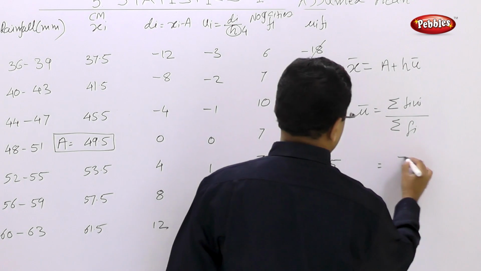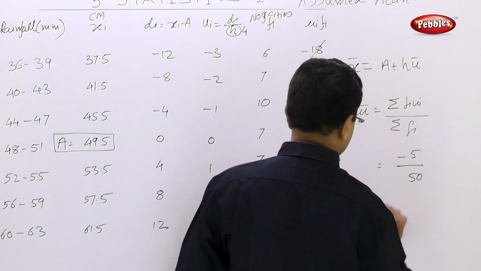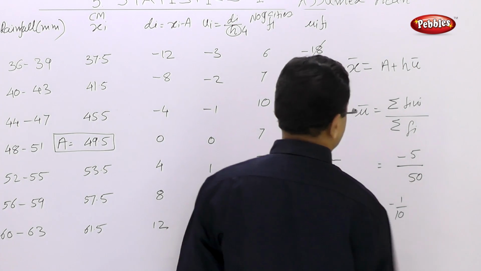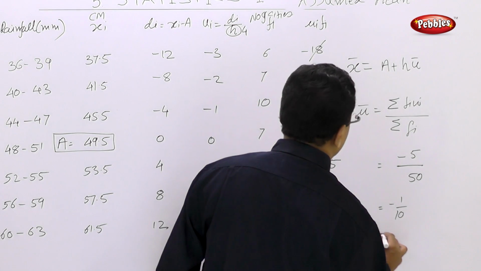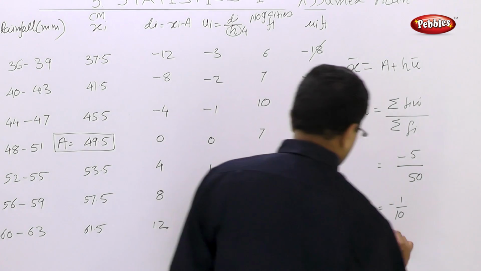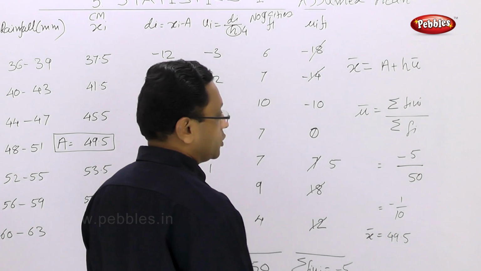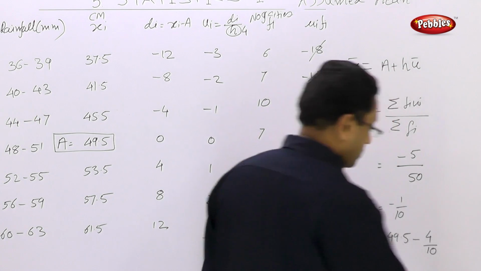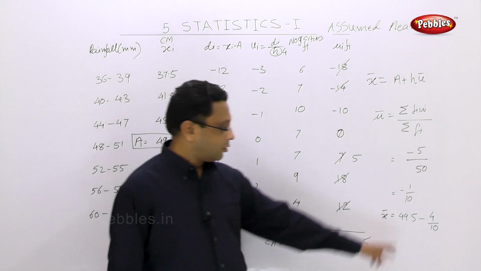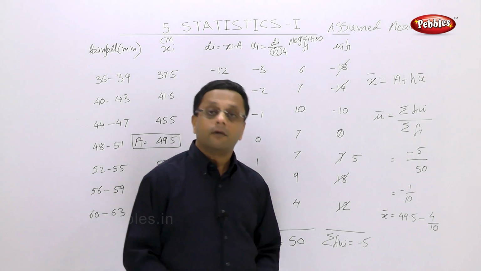Now in this case, minus 5 upon 50 is minus 1 upon 10, and x bar is equal to, our a was 49.5, h was 4, minus 4 upon 10. 4 upon 10 is 0.4. 49.5 minus 0.4 is 49.1.